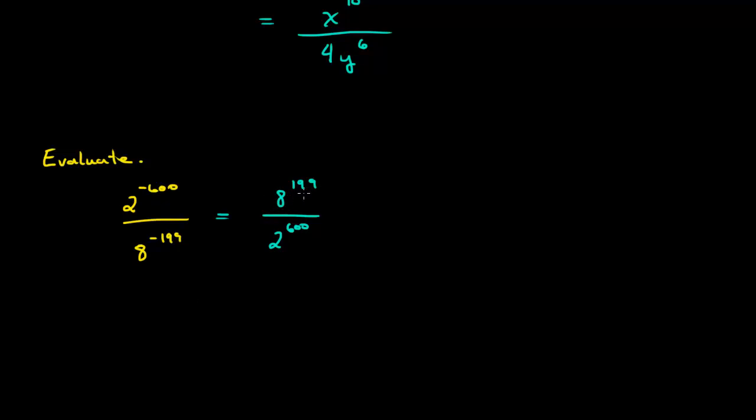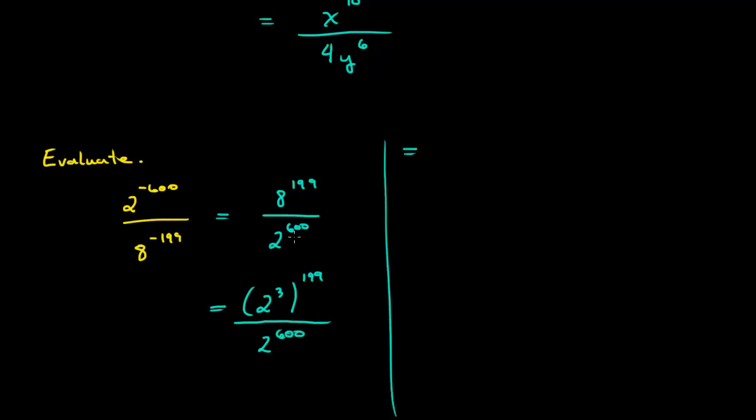Now notice that to simplify this using the exponent laws, I would have to divide, but this power does not have the same base as this power. The base here is 8 and the base in the denominator is 2. But notice something. 8 is a power of 2. So I can rewrite 8 as 2 to the power of 3, to the power of 199, divided by 2 to the power of 600.